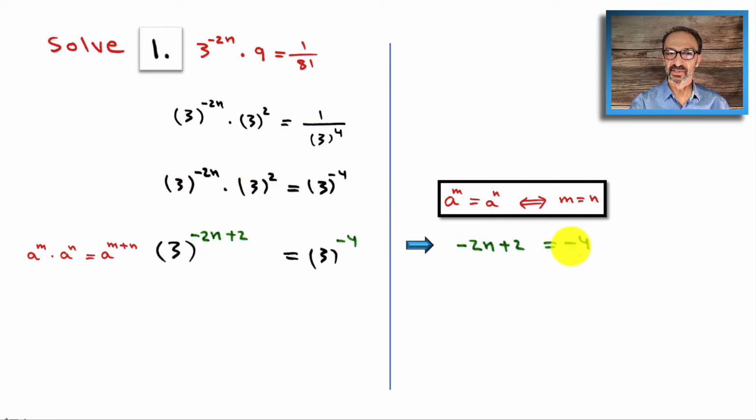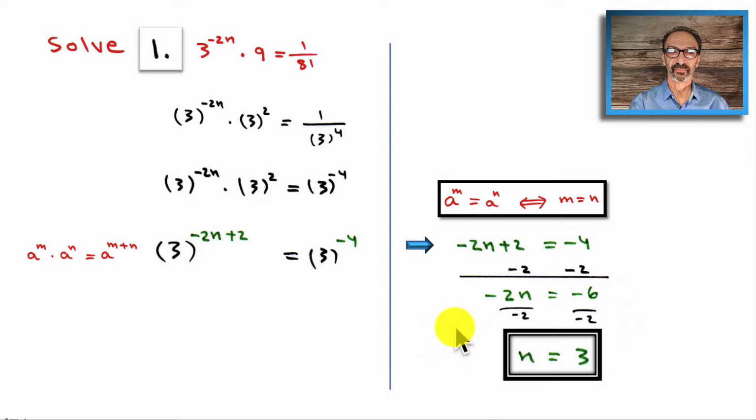Now after that, simple algebra, we'll solve for n. We're going to subtract 2 from both sides. This cancels and we have minus 4 minus 2, which ends up minus 6. Minus 2n goes down. Divide by negative 2, divide by negative 2. Left side is n, right side is positive 3, and that should do it. And that's the way I want to do it.